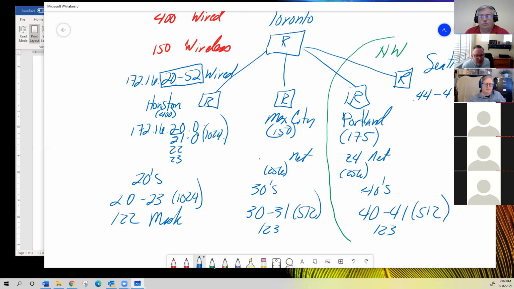And it doesn't have to be so massive. It doesn't have to be like 65,000 addresses for 400 people, but you have the ability to subdivide it the way you want to for your company. Peter, you want to add anything to that?